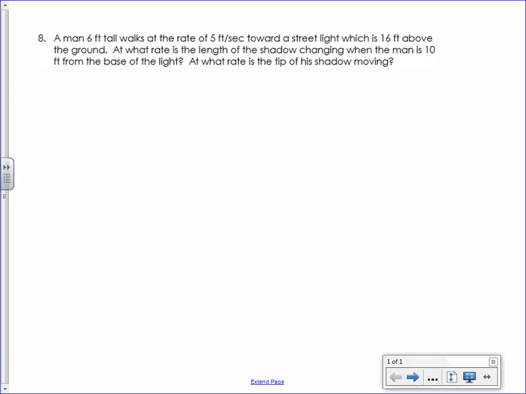But first thing I'm going to do is draw my picture. It says that I have this street light that's 6 feet above the ground, or 16 feet. So here's my street light at 16. And it says that I've got this guy that's 6 feet tall. Okay, so a man is 6 feet tall, that's right there. And a street light that's 16. Now it says that he's walking towards it at a rate of 5 feet per second.